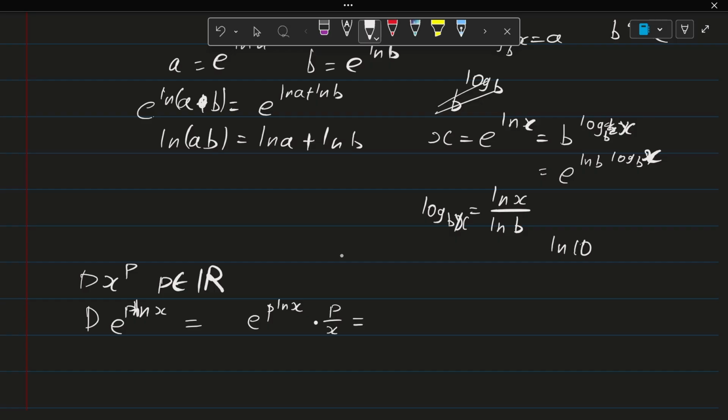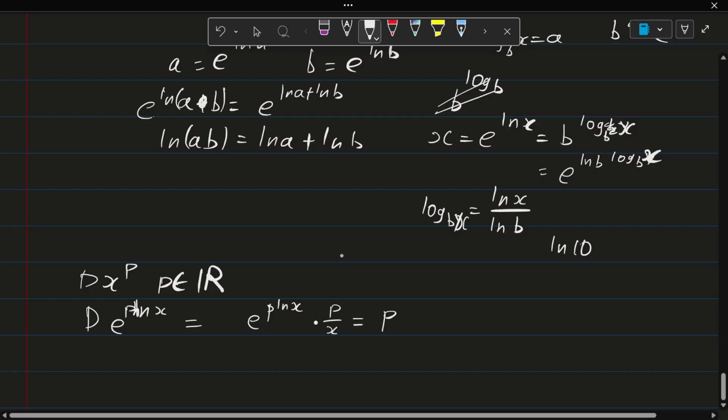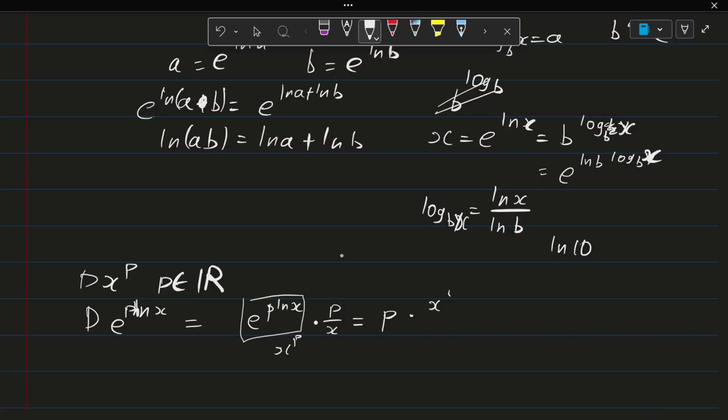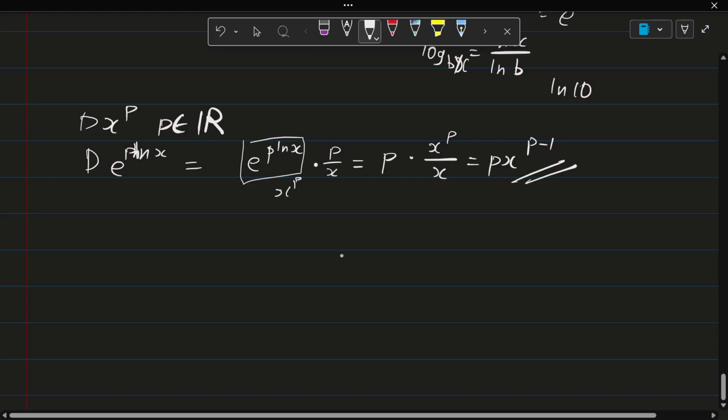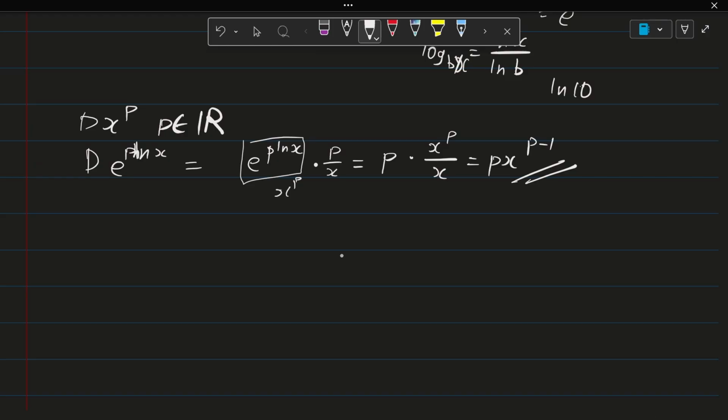So therefore, we get p, multiplied by this guy here, which is x to the power of p as well. We divide that by x, and we would get p x to the power of p minus 1. And this is the definition which we have already covered for all rational numbers. In fact, this formula could also work for the real numbers. So we can now develop the binomial theorem not only for natural numbers, but also for real numbers.